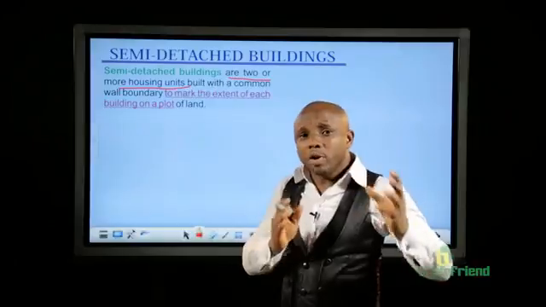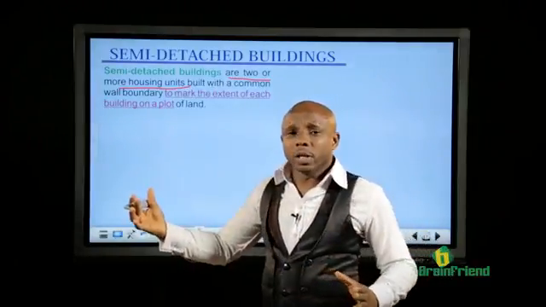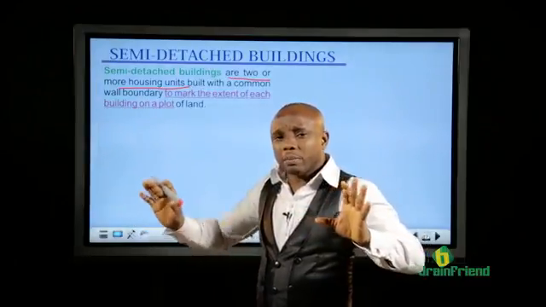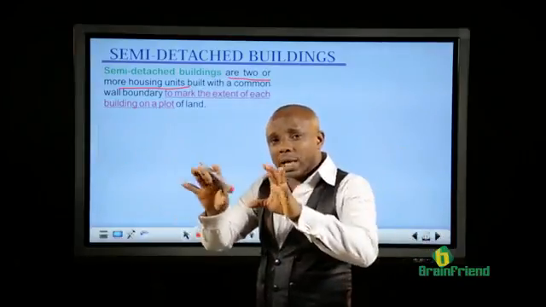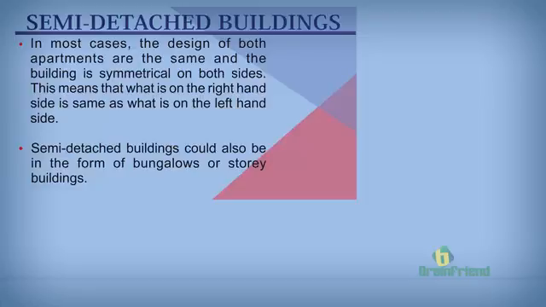Now, for that of the bungalow, we have a common wall that separates the 2 apartments. And then for the story building, we might have a staircase that can separate the 2 apartments. But they all come together to form one building. In most cases, the design of the building apartments are the same and the building is symmetrical, like I earlier said. Whatever you have on the right-hand side is what you have on the left-hand side. That is for the semi-detached building.